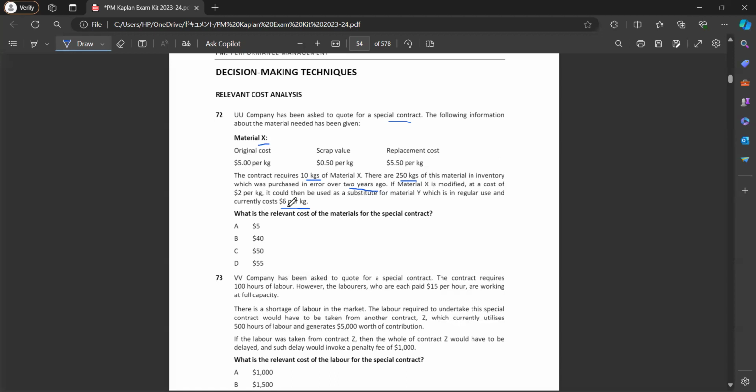So that is foregone. But this possibility of $6 per kg cost, which can be saved, is possible only when this material X is modified at a cost of $2 per kg. So this part of the sentence is talking about the opportunity cost. Right now, is there any future incremental cost? No, because the material is already available. They would not be spending anything on purchase of material X. It is only the opportunity cost. So let's put the solution in an Excel file.